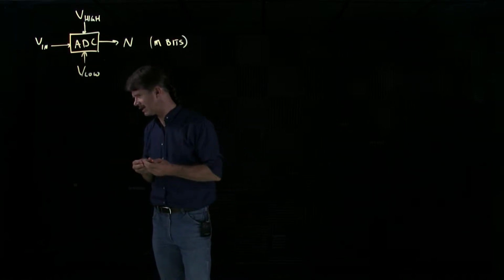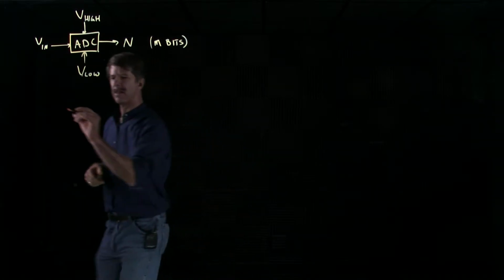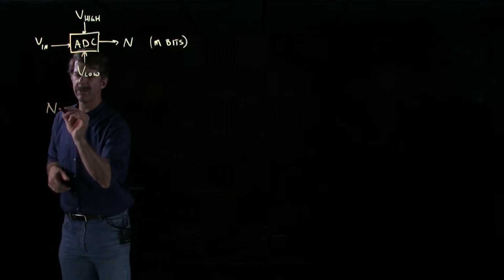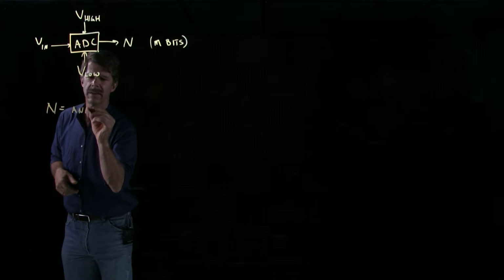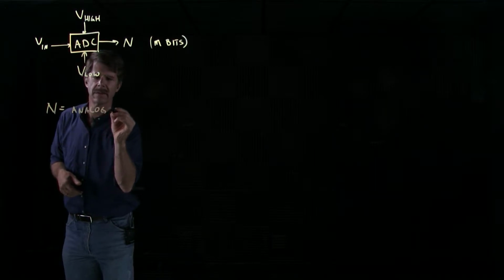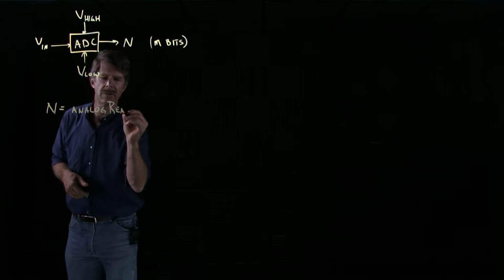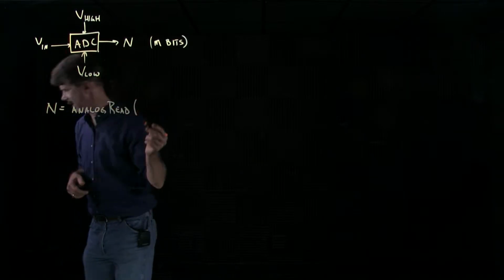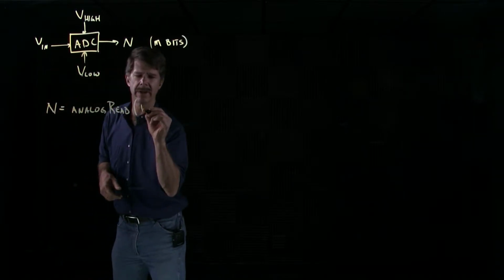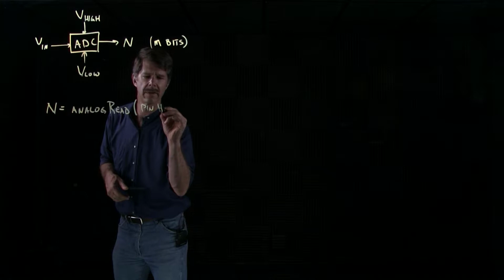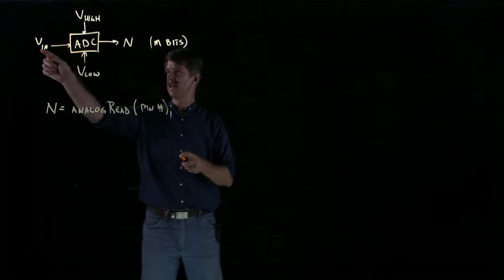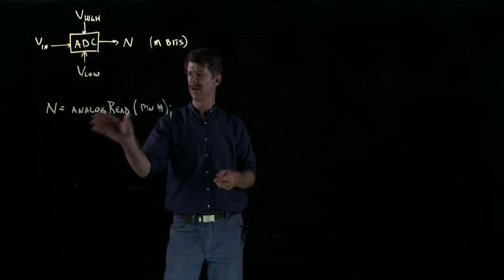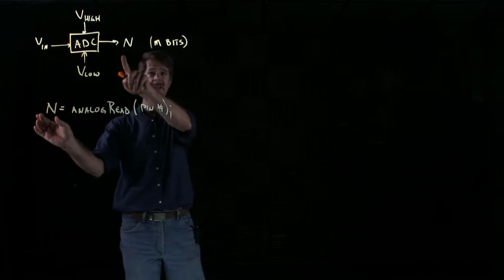And if that doesn't make sense, let's write it out. The Arduino command for this is this. Analog read, and only certain pins will do this, and they're marked on there. And here goes a pin number. So some voltage V in is connected to some pin. You execute this command, and you get this number n.